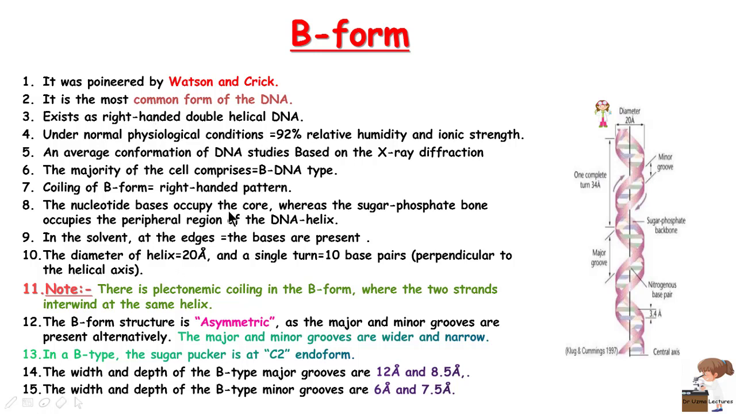The nucleotide bases occupy the core, whereas the sugar phosphate backbone occupies the peripheral region of the DNA helix. In solvent, at the edge the bases are present, and the diameter of the helix is 20 angstrom, and its single turn is 10 base pairs, which are perpendicular to the helical axis. There is also a plectonemic coiling in the B-DNA, where the two strands intertwine in the same helix. The B form structure is asymmetric as the major and the minor grooves are present. So the major and the minor grooves are wider and narrower. And it has a sugar pucker at C2 endo conformation.